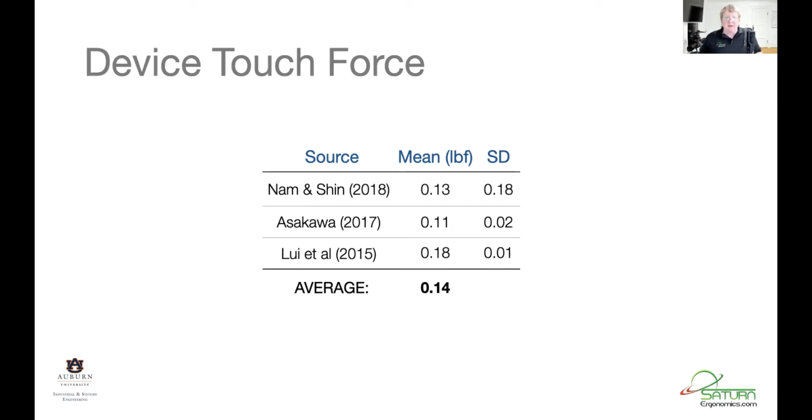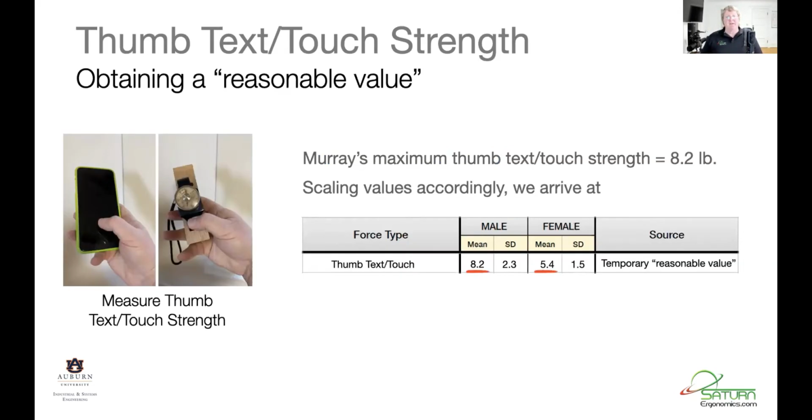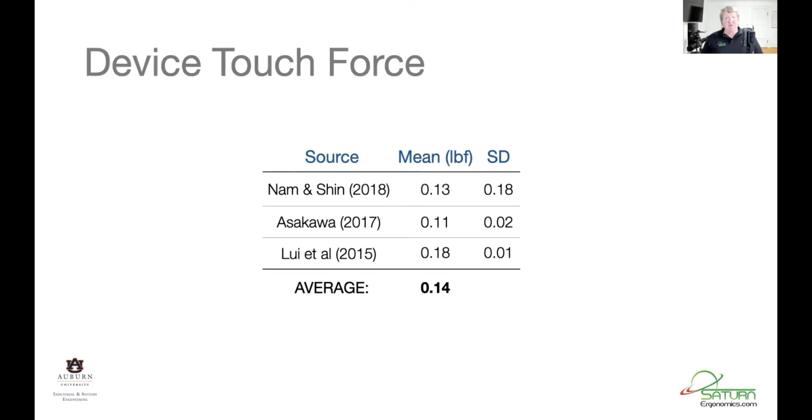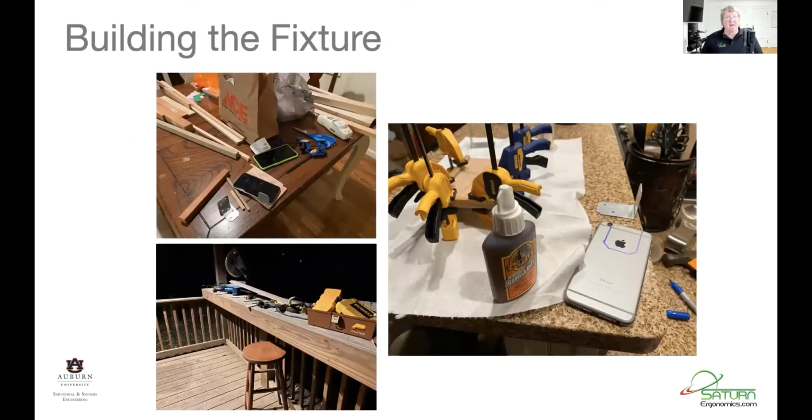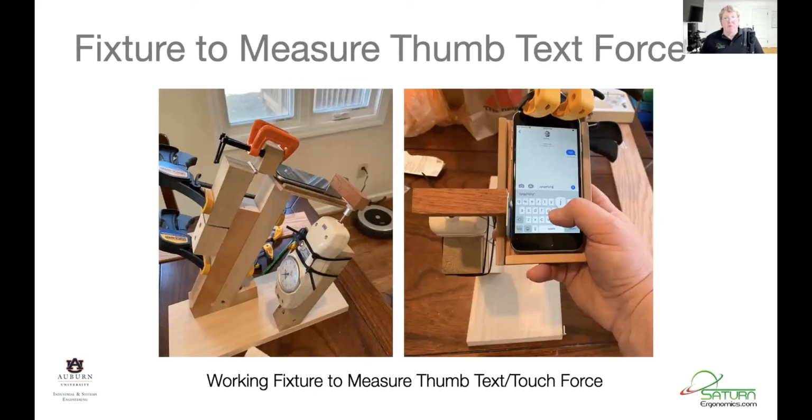For example, the Asakawa paper was looking at a touch force on a tablet that was laid down flat on the table. And that doesn't really have the realism of texting. So I wanted to actually measure texting force. And I had early fixture concepts several months ago, and you can see gradually progress there. One weekend, I decided to actually build a fixture to measure texting force, and it works reasonably well. I can set up the camera and actually see the dial, and also I could see the fingers too, and even measure the touch duration.